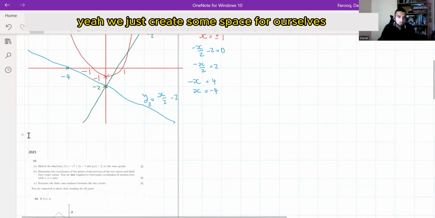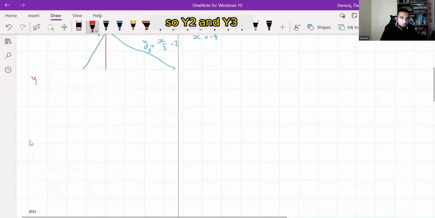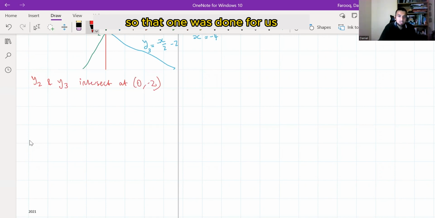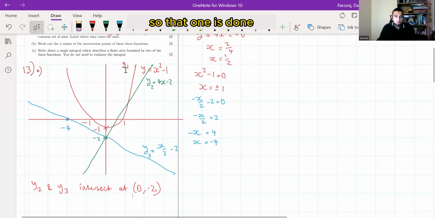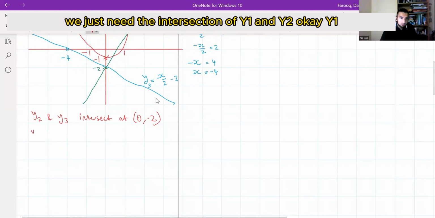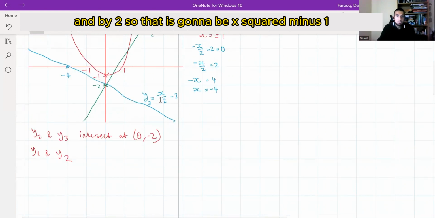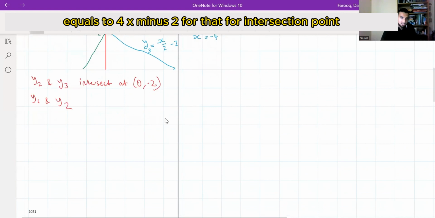Yeah, let me just create some space for ourselves. So y2 and y3 intersect at 0, minus 2. So that one was done for us. However, y3 doesn't intersect with y1. So that one is done. We just need the intersection of y1 and y2. Okay, y1 and y2. So that is going to be x squared minus 1 equals to 4x minus 2 for that intersection point.